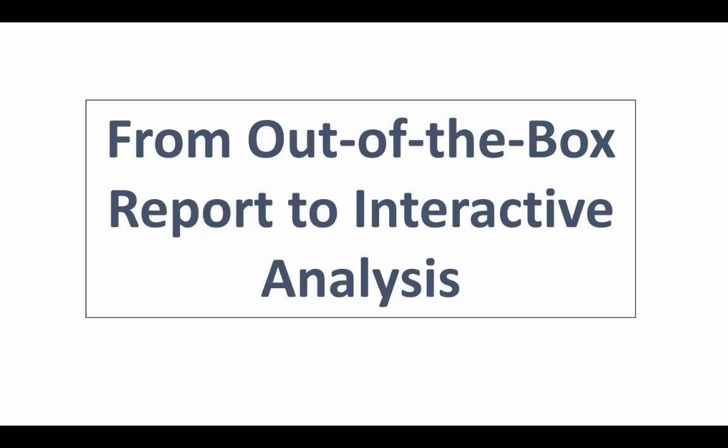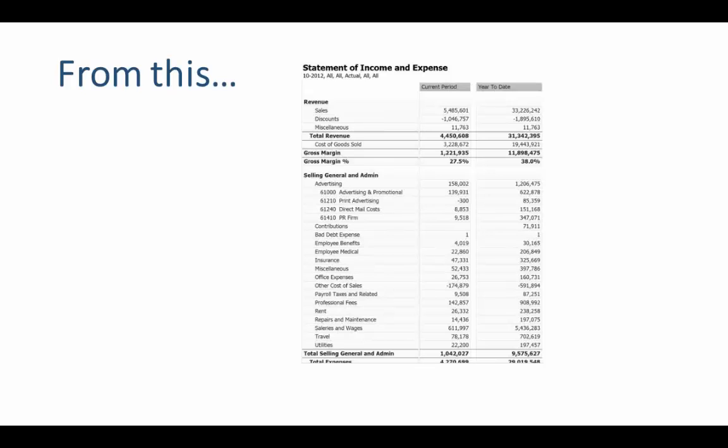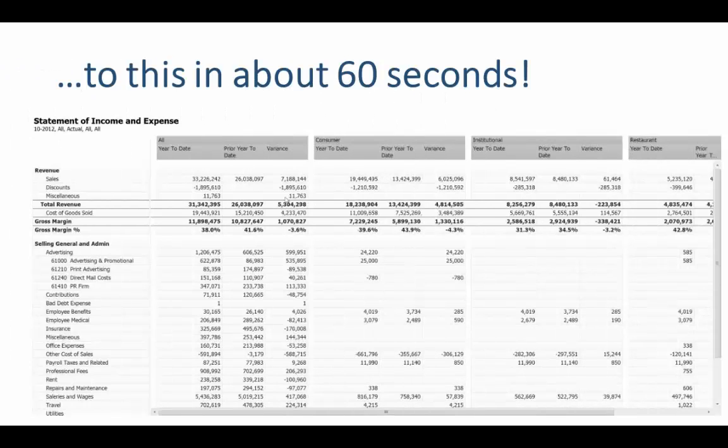Ohio Business Intelligence allows even non-technical users to begin ad hoc analysis in minutes. Starting with an out-of-the-box P&L statement, watch as Dan works his way to a consolidating P&L by market segment, and then a year-over-year variance analysis in about 1 minute with just a few clicks.